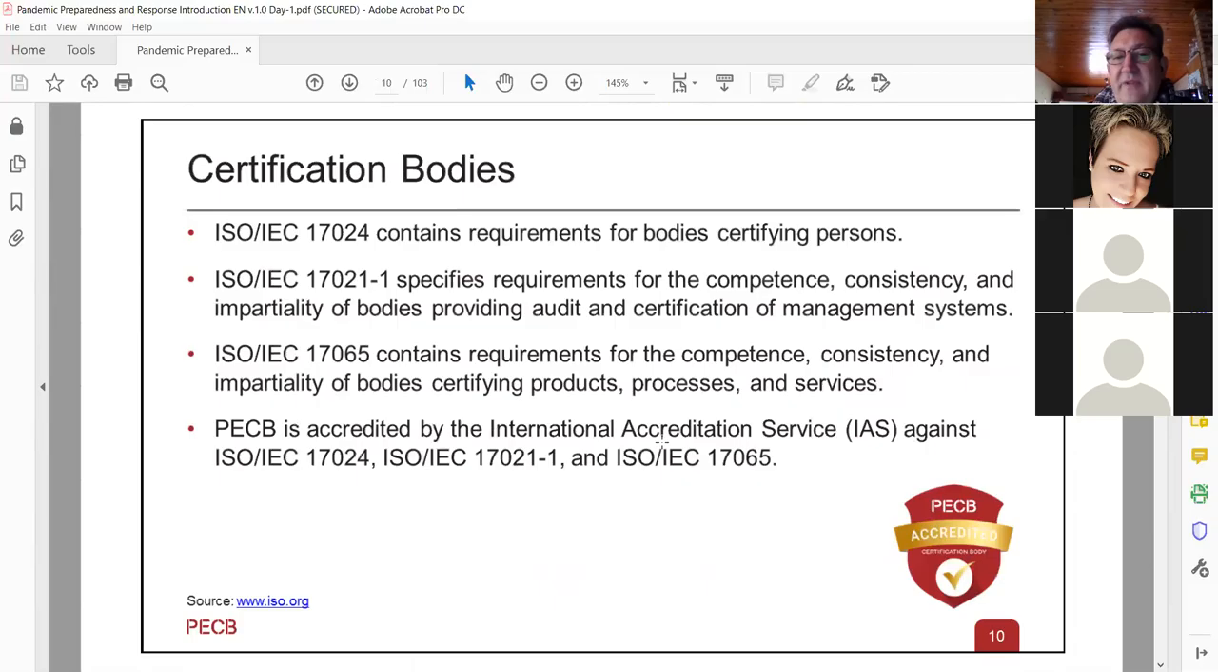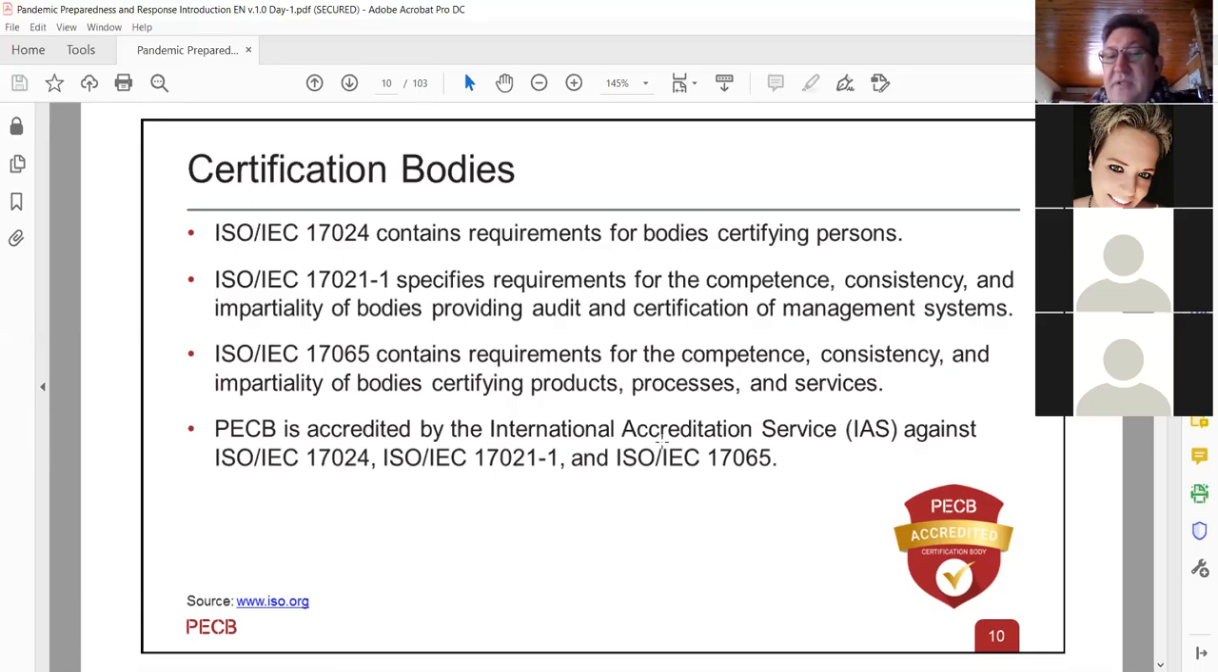And if we're looking at the certification bodies, like the ISO, they are certifying the PCB and others now as well in ISO 17024, which contains the requirements for bodies for the certification of persons, and 17021-1, specific requirements for competence, consistency, and impartiality of bodies providing audit and certification of management systems. Now, this is where the management system certificate is at the entrance of a company, and they are saying that they are ISO 9001, 45000, etc. certified. And then ISO 17065 contains requirements for the competence, consistency, and impartiality of bodies certifying products, processes, and services.